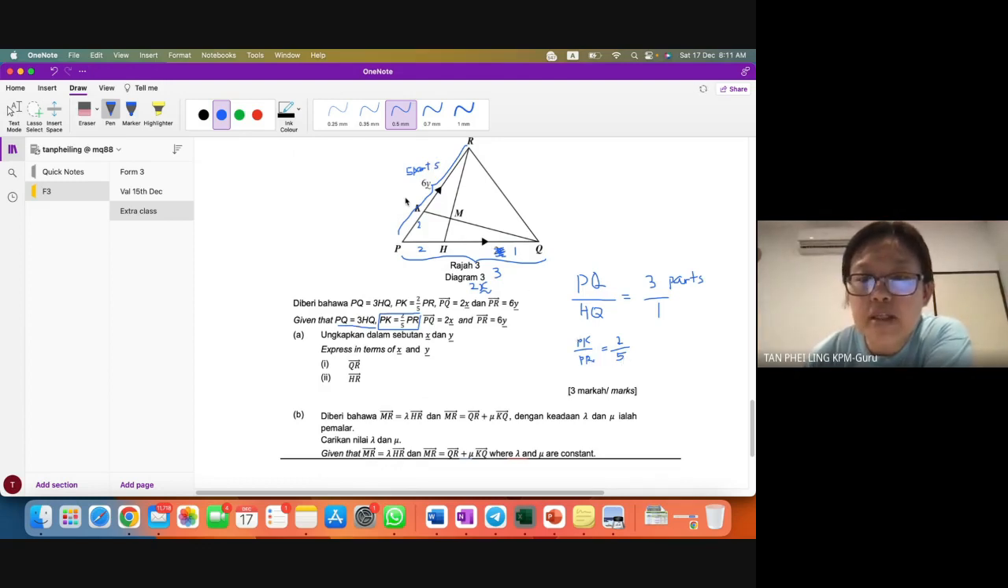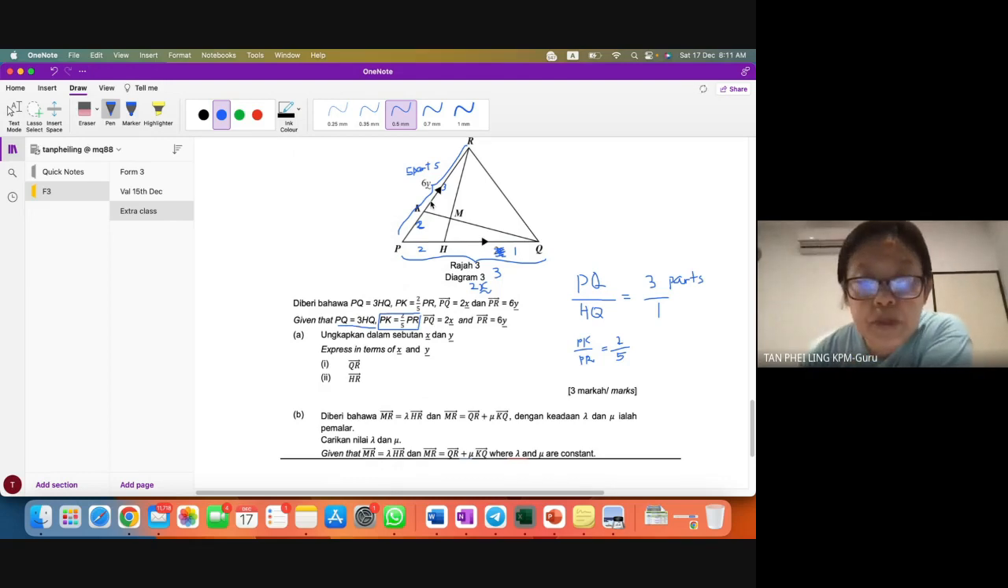PR is 5 parts, which means the whole line is 5 parts. And then PK is 2 parts, so PK will be taking up 2. Which also means that we know the whole line is 5. Here is 2, so here will be 3. Put it like that, so that you won't get confused.